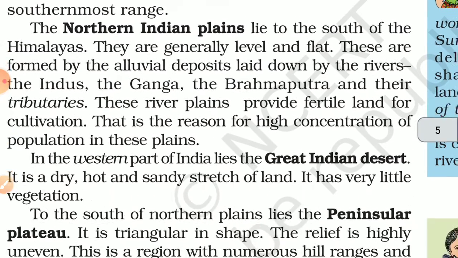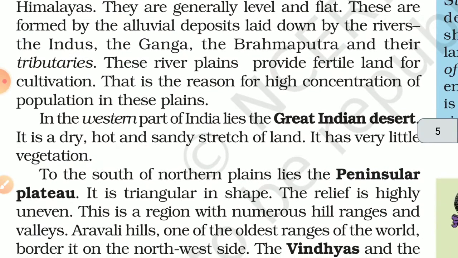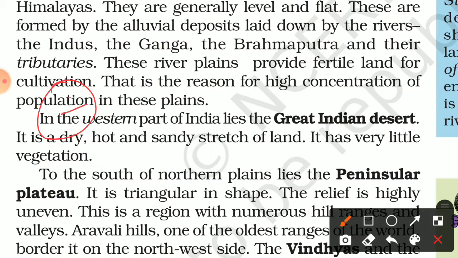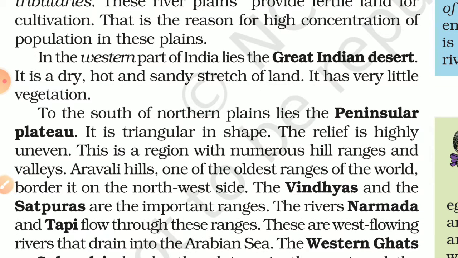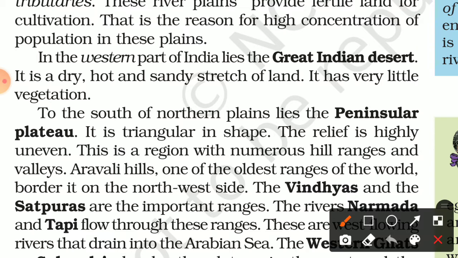And third, in the western part lies the Great Indian Desert. So basically, this is the Rajasthan area in the western part. To the south of the northern plains lies the peninsular plateau. It is triangular in shape. It is important from the examination point of view, as we had discussed in a previous video.